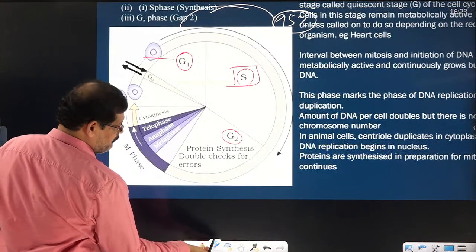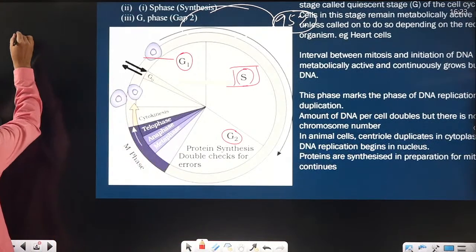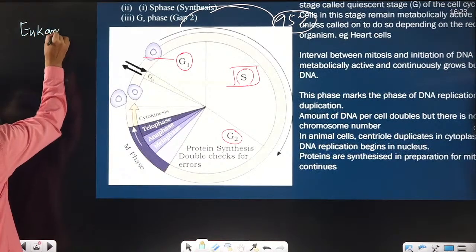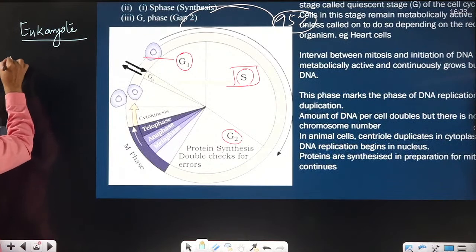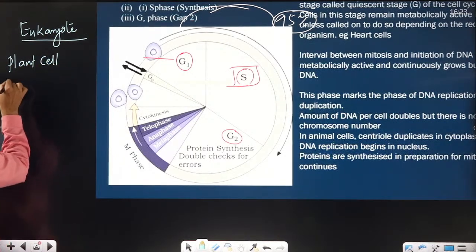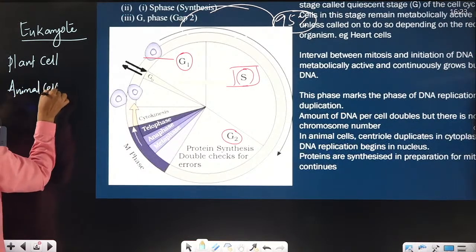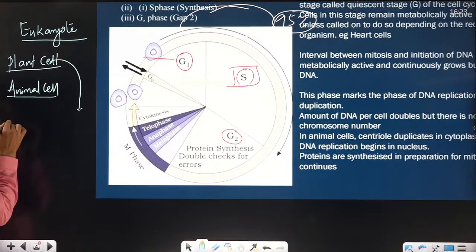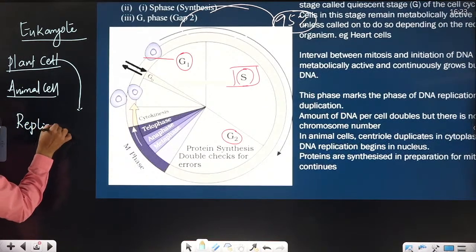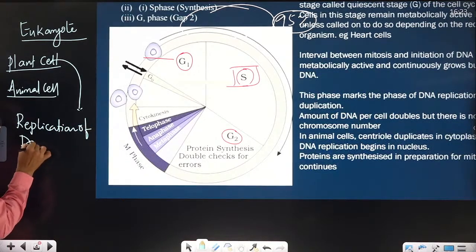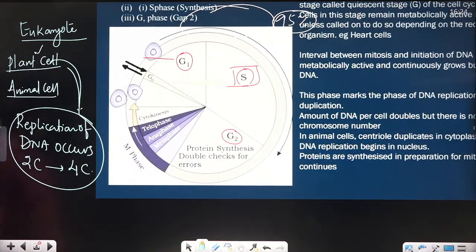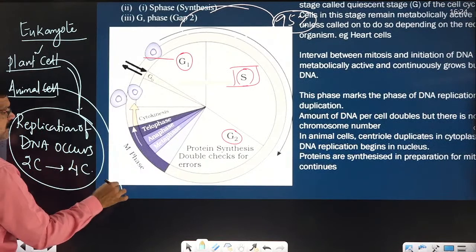Prokaryotic cell, eukaryotic cell. In the eukaryotes, we have two important cells. One is the plant cell, another one is called the animal cell. In plant cell what happens, in animal cell what happens? First, we will watch the plant cell. One important thing done is replication of DNA, where 2C becomes 4C. This is the event which occurs in the plant cell.